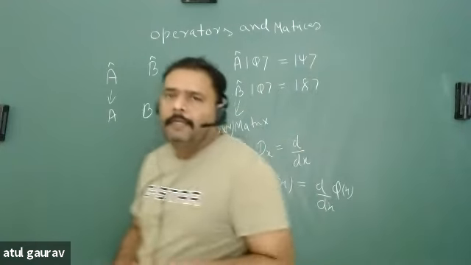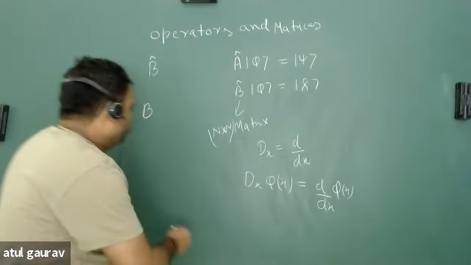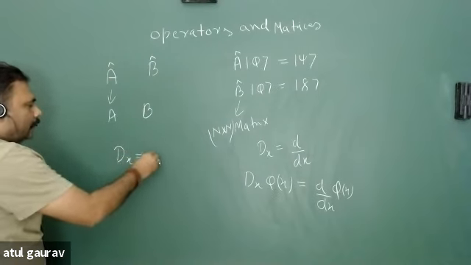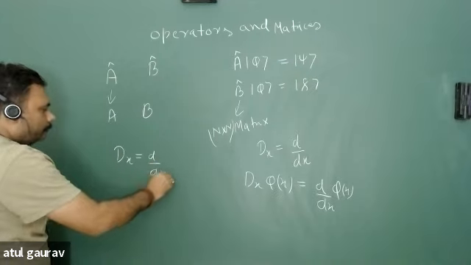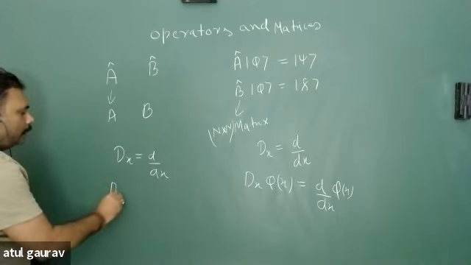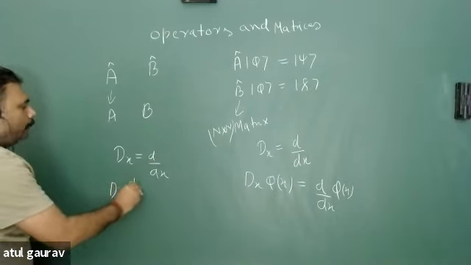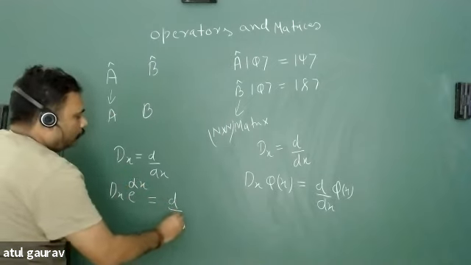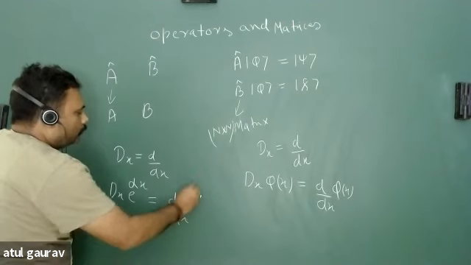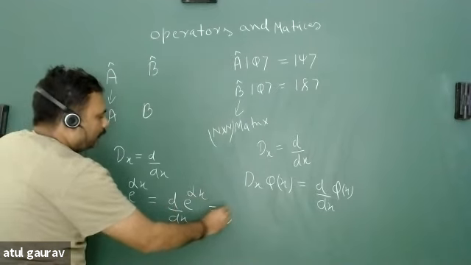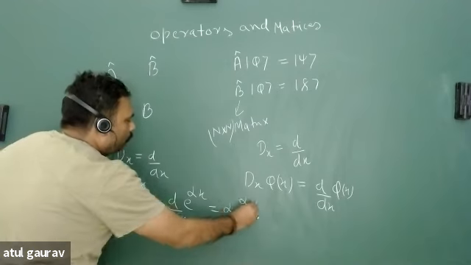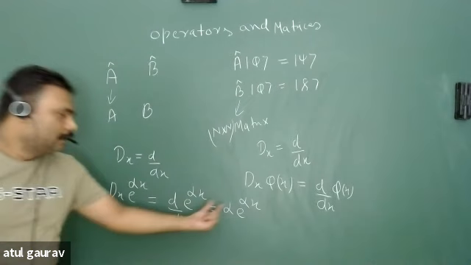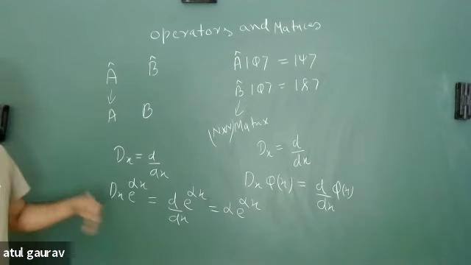For example, in a very trivial example, suppose the operator D_x is defined as d upon dx, and we are just going to operate on e to the power alpha x. Then what will happen? We will get d upon dx of e to the power alpha x, which is alpha e to the power alpha x. So it is the same function here with some number. It may be a different function.